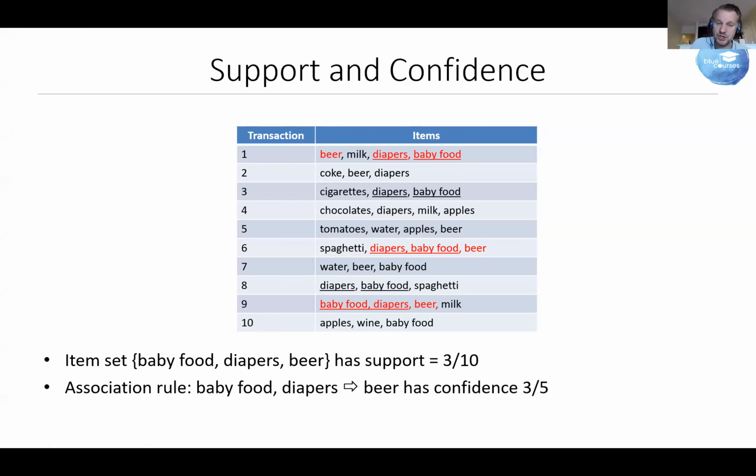There are plenty of association rules that I can come up with, but one of them is: if you buy baby food and diapers, then you buy beer. That's one association rule. I can also say if you buy baby food and beer, then you buy diapers. And then I can look at the conditional probability.